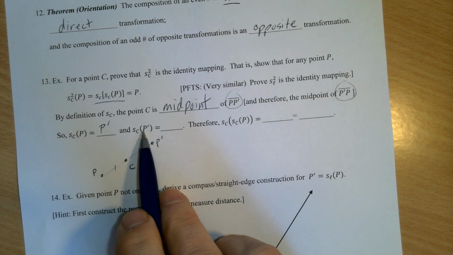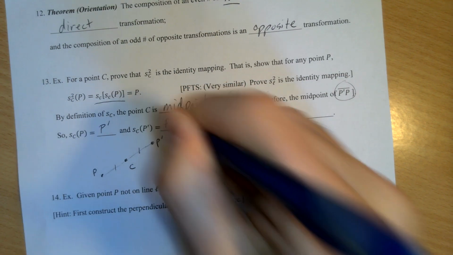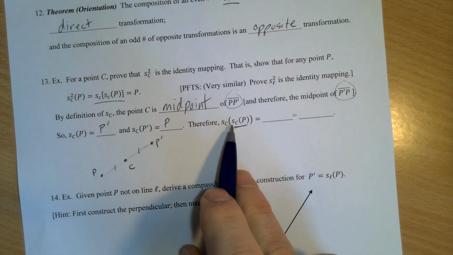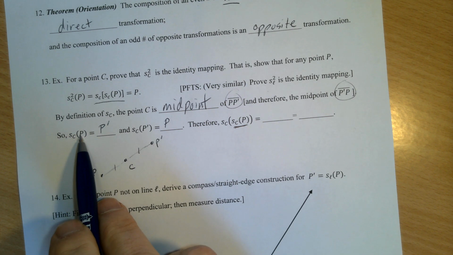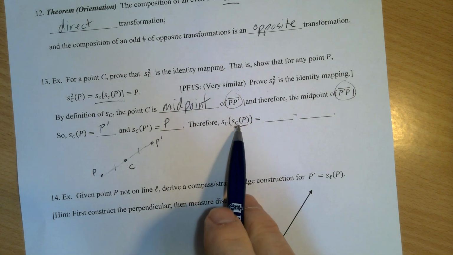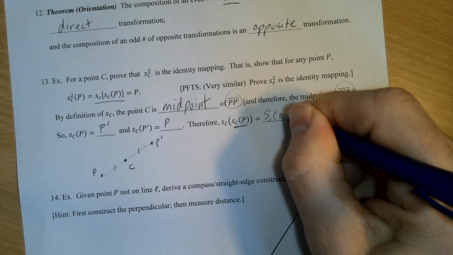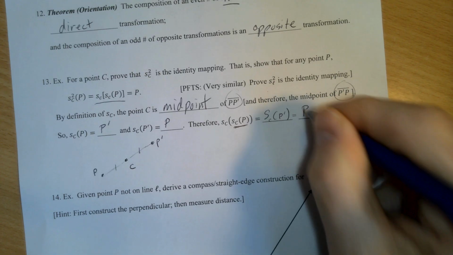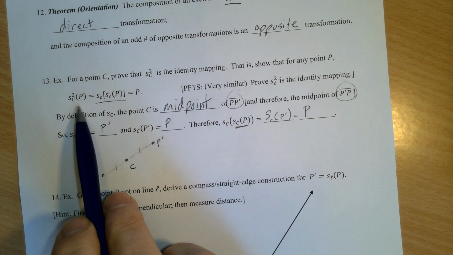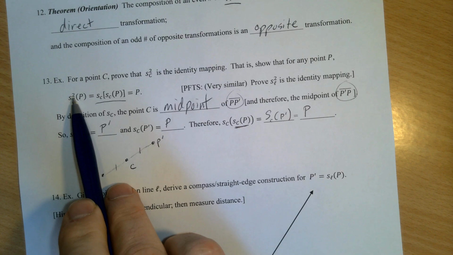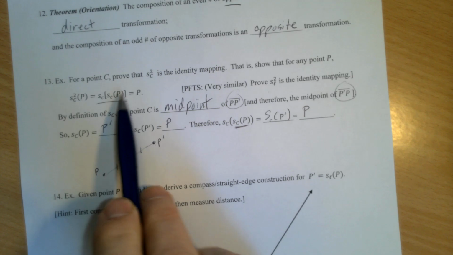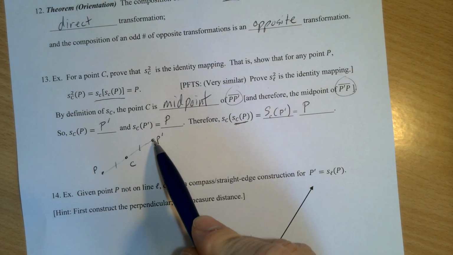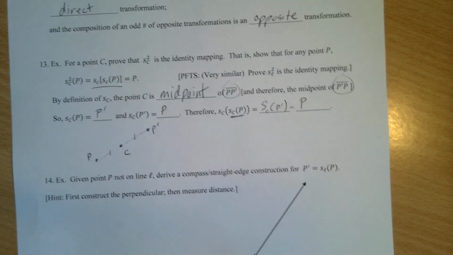And then when you apply it to P prime, you're going to get P. Therefore, let's just use a substitution. What is S sub C of P? S sub C of P is P prime. So replace this in parentheses with just P prime. And we already know that S sub C of P prime is just the point P. So we ended back up with the point P after applying the reflection twice. We end up with exactly the same point that we started with. From P to P prime, back to P.